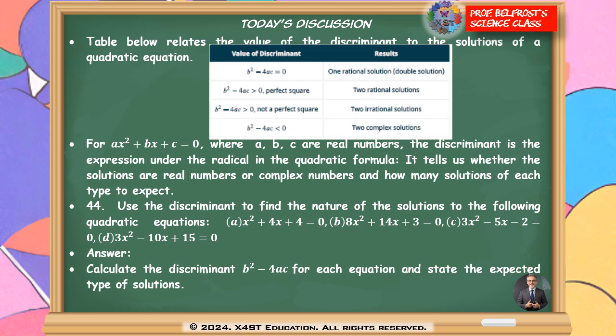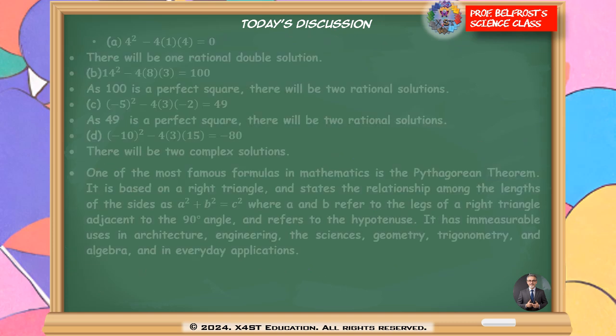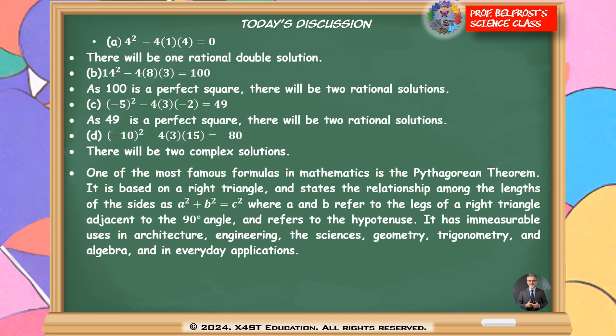Okay, so there are 4 questions here. There are 4 parts you need to solve. Actually, they are all to show you how to apply the discriminant concept. Okay, so for x squared plus 4x, we find the discriminant and it yields 0. So there will be one rational double solution.